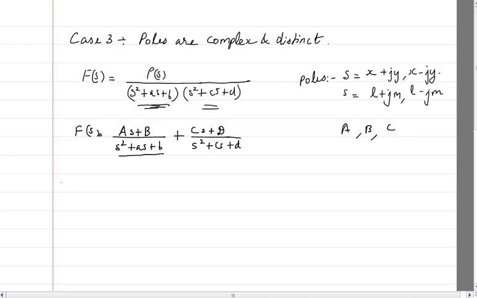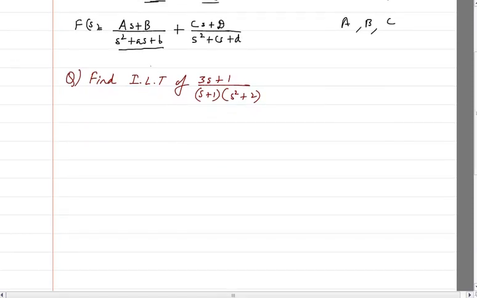Okay, so let me write the problem. So question: find the inverse Laplace transform of 3s plus 1 divided by s plus 1 into s square plus 2. Now you might be thinking, sir, you said it's a quadratic equation, but here it's not a quadratic equation. No, it's a quadratic equation, because what this means is s square plus 0s plus 2. The only thing is that the coefficient of s has become 0 here. So it is a quadratic form.